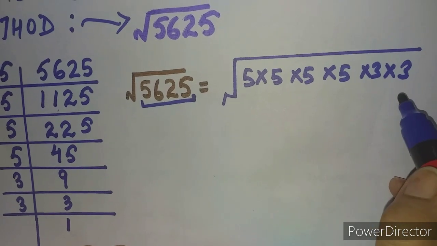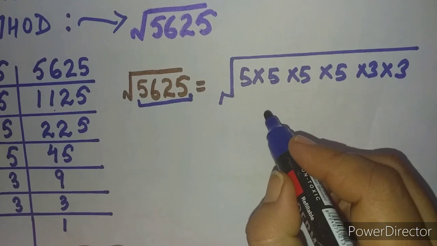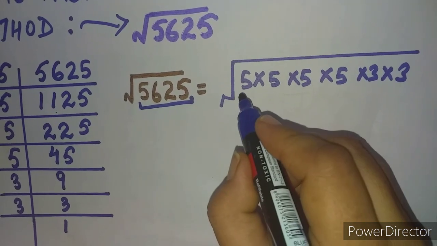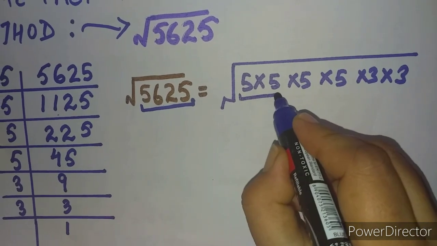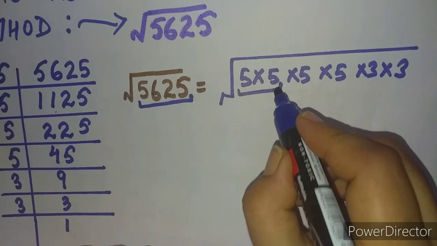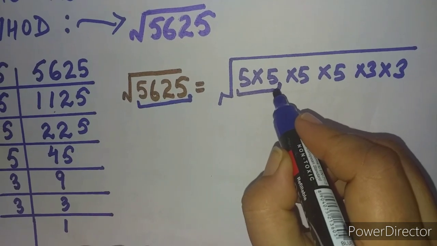Next is a very interesting step. Whatever prime factors we have, we are going to make their pairs. Start from the first set only. So this is our first pair. See, in a pair the digits should be the same, the numbers should be the same, only then will it create a perfect pair.